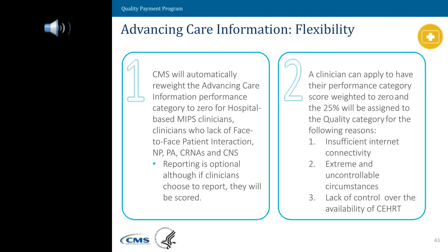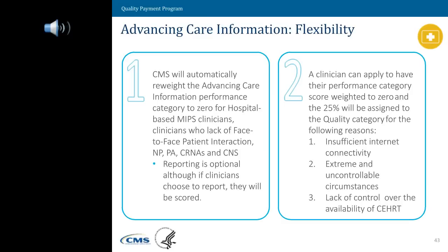On slide 43, there are some additional flexibilities under this category. We will automatically reweight this category, and what I mean by reweighting is that we will zero it out and give those 25 points to the quality category. So that means your quality portion of your final score would now count for 85 points. That happens if you are a hospital-based clinician, if you are a non-patient-facing clinician, or if you are a nurse practitioner, physician assistant, certified registered nurse anesthetist, or clinical nurse specialist. You do not have to participate in the advancing care information category. You can, however, choose to do so, and if you do, then we will assess you based off of the information you provide to us.